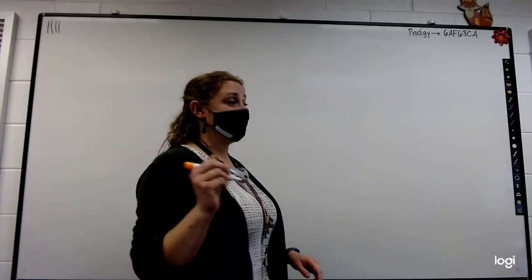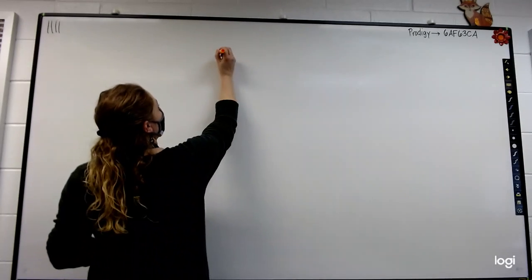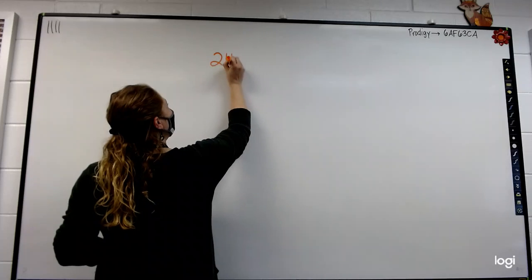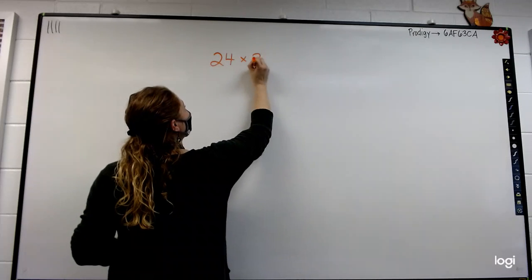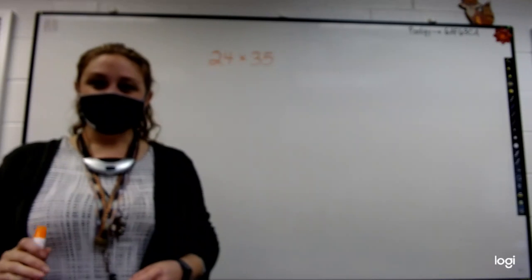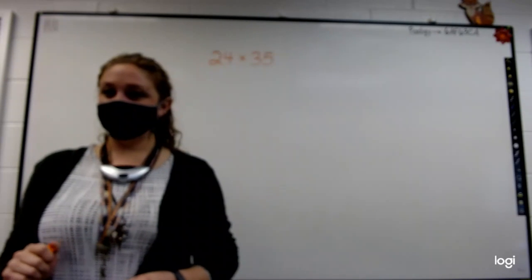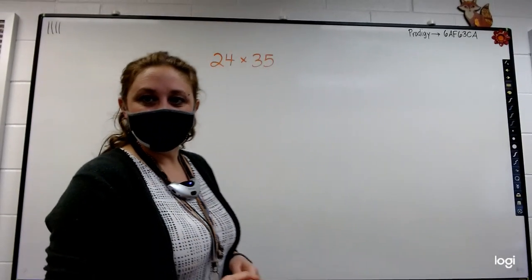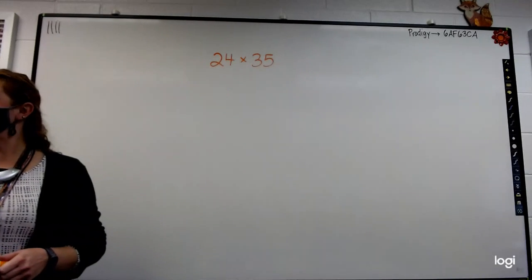So on your whiteboards, here is our math problem. 24 times 35. So go ahead and write that at the top. 24 times 35. My screen is looking blurry. There we go. All right, 24 times 35.